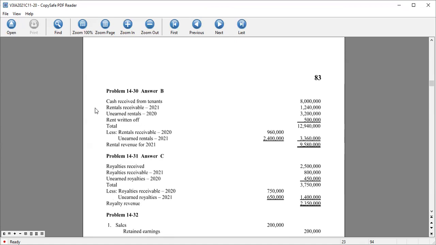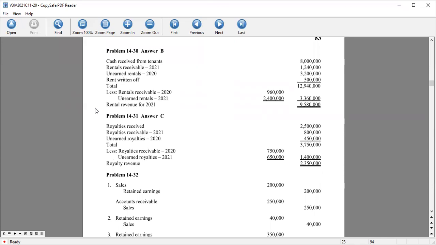Next, we have 14, that's 31. Question is, under accrual basis, what amount should be reported as royalty revenue for the current year? So we have now your royalties received of 2.5 million, then royalties receivable and unearned royalties beginning. From the total, we deduct royalties receivable beginning and unearned royalties, and we have now the royalty revenue, that is letter C.